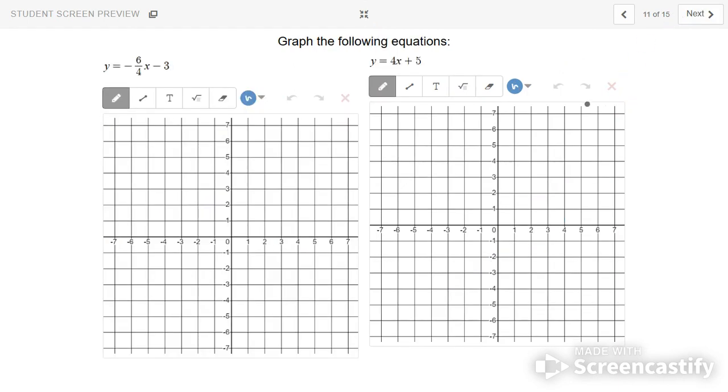Let's do 2 more of these questions. We have y = -6/4x - 3. First thing, I need to identify the y-intercept. So in this case, we have b = -3. So at -3, I'm going to plot a point.